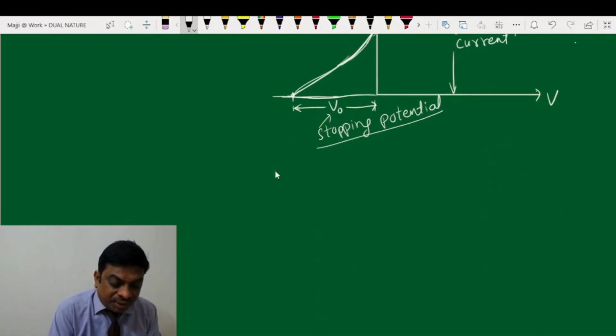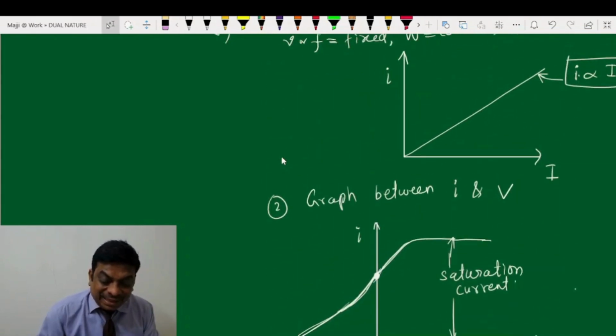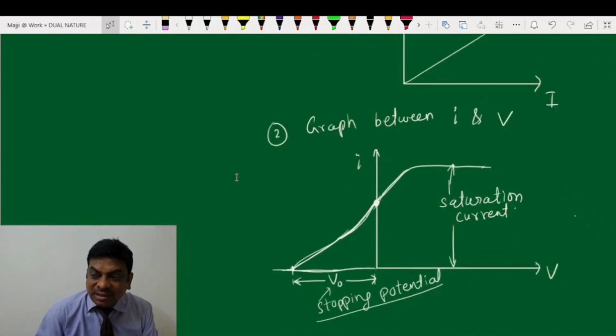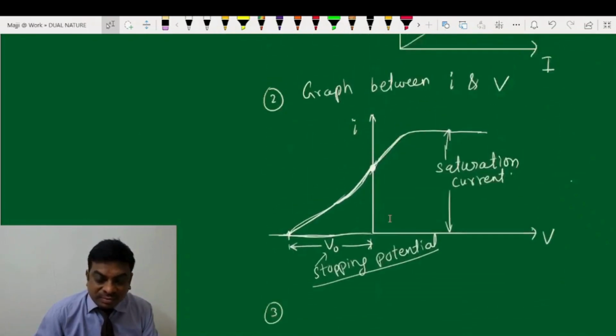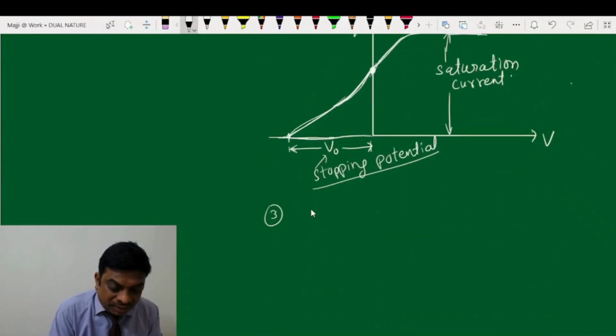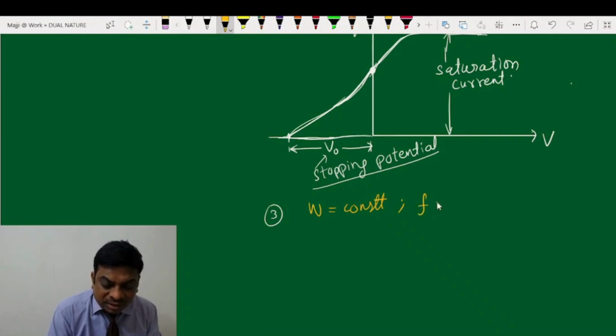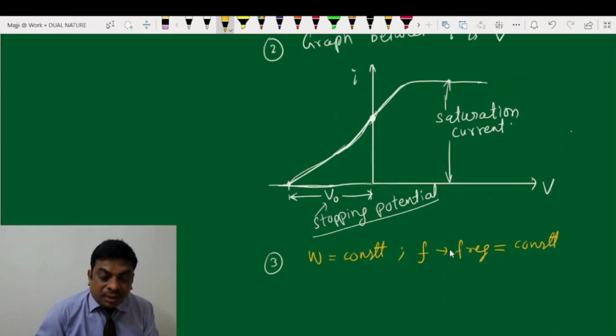Alright. Now, suppose we change the intensity. We keep changing the intensity and then we keep drawing this graph. Here we are fixing the photometal, so the work function is fixed. Also we are fixing the frequency. Then corresponding to each intensity we are plotting this graph.